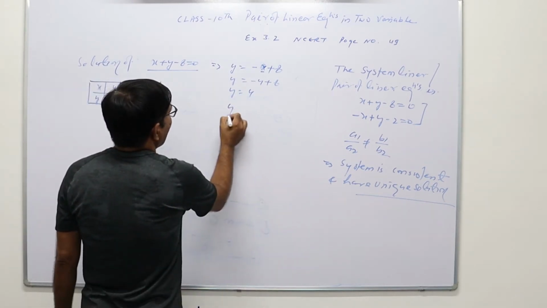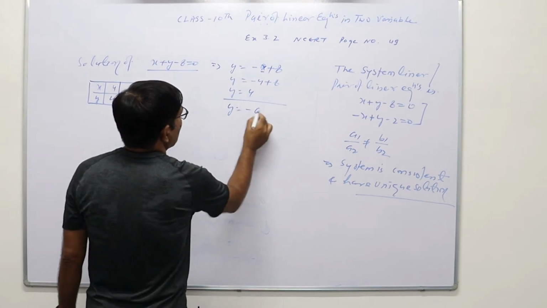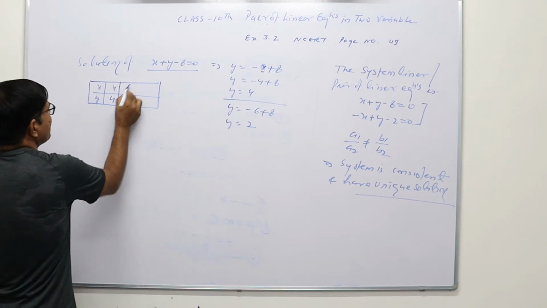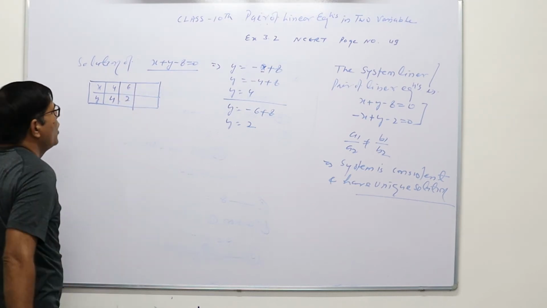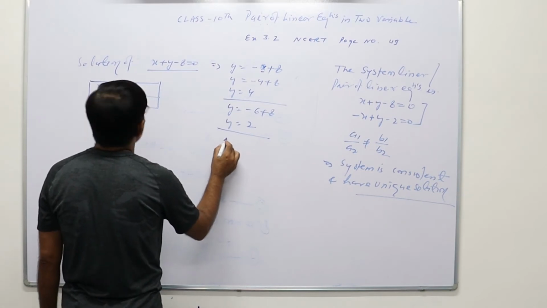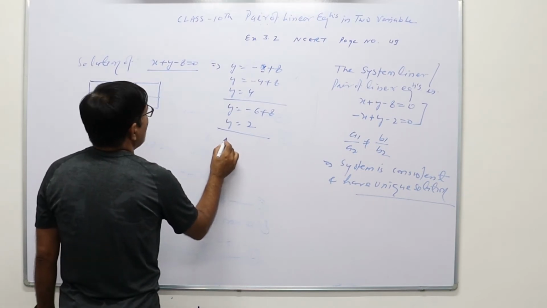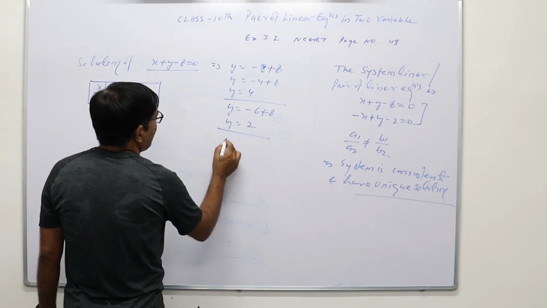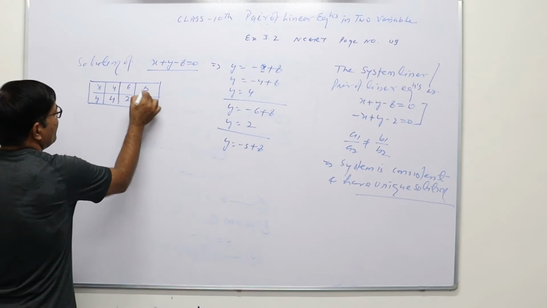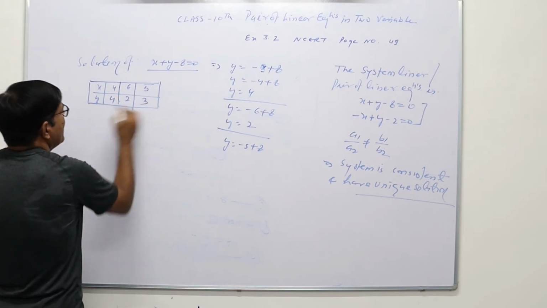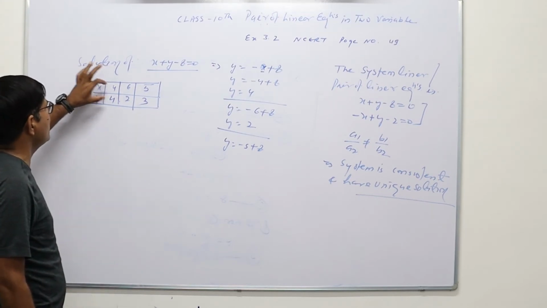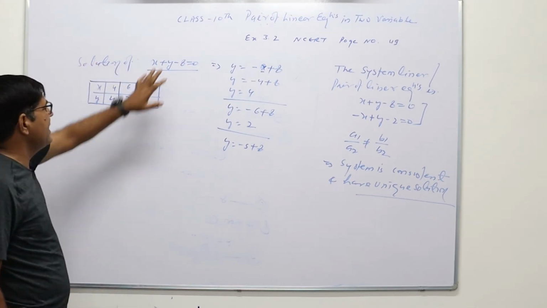Then in place of x, let us suppose I put 6, then y will be equal to -6 + 8, so y will be equal to 2 when x is equal to 6. And the third set, let us suppose x is equal to 5, then -5 + 8, if x is equal to 5 then y is equal to 3. So in this way we can take 3 sets as the solution set for this equation.